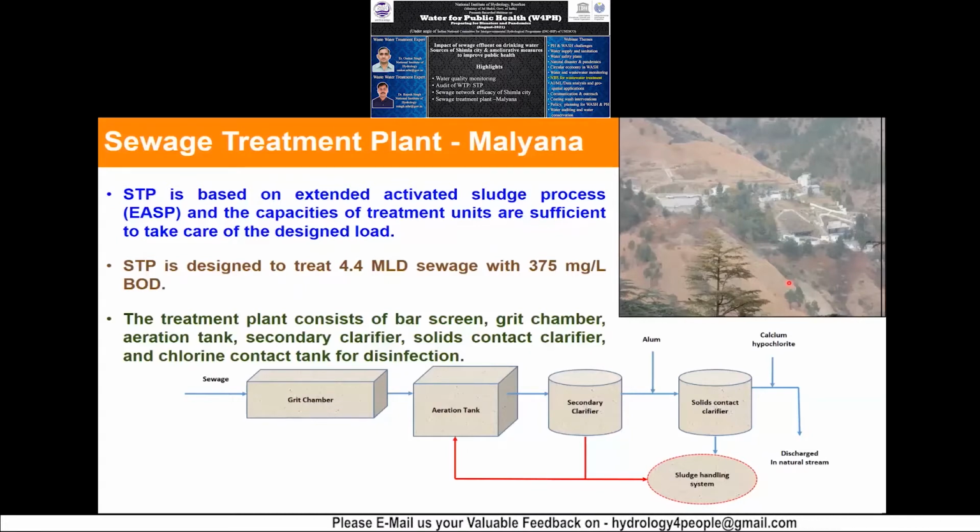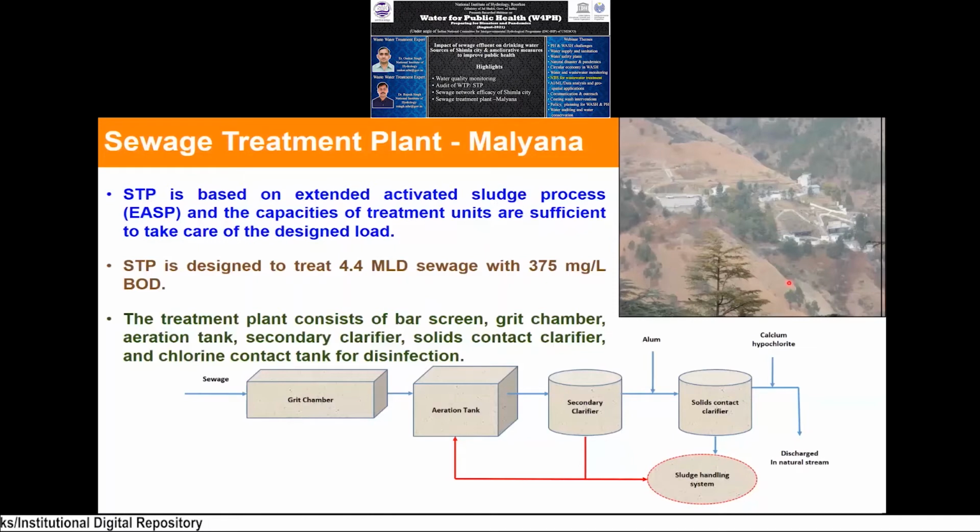This is designed to treat 4.4 MLD of sewage with 375 milligrams per liter of BOD. As the figure shows, it has a bed chamber, one aeration tank, secondary clarifier, solids contact clarifier, sludge handling system, and finally the calcium hypochlorite dosing system to get rid of the microbial contamination in the treated water.